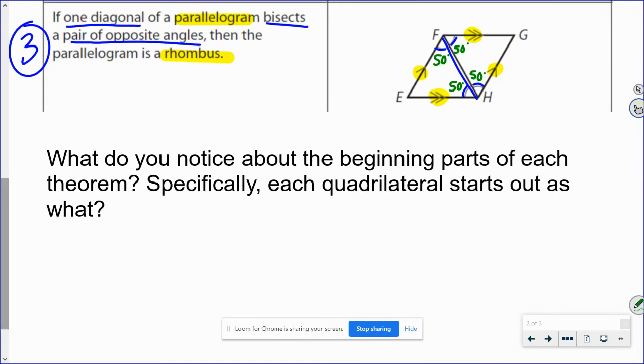Now again, what do you notice about the beginning parts of each of these theorems? Specifically, each quadrilateral starts out as a what? Yeah, each one starts out as a parallelogram. All of these have to start out as you already know it's a parallelogram, and then what extra piece of information or what other property then proves it's a more specific type of parallelogram, for example, rectangles, rhombuses.